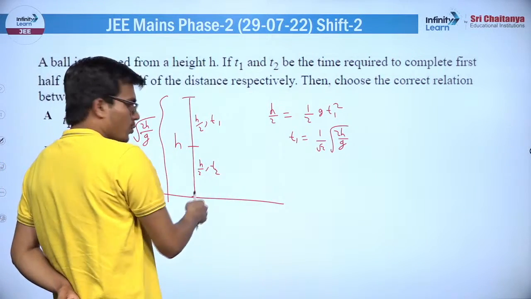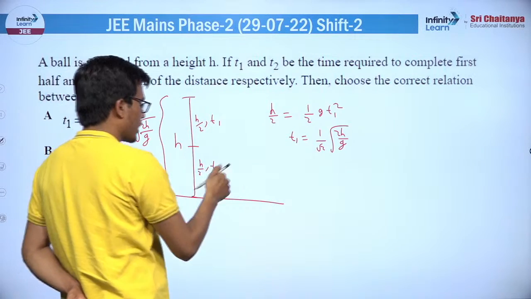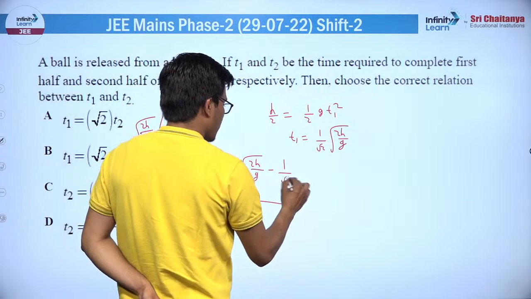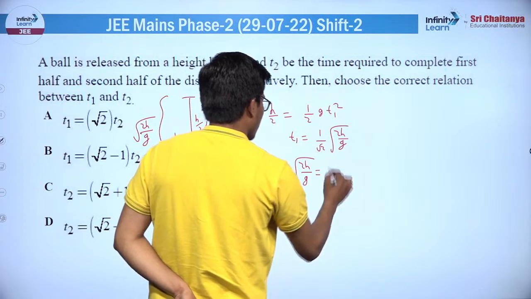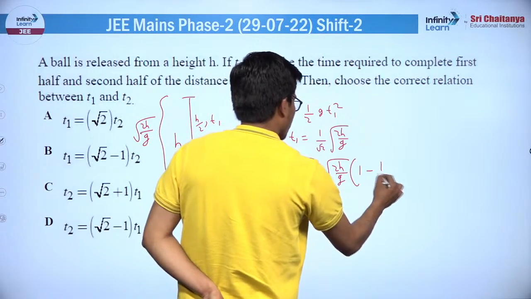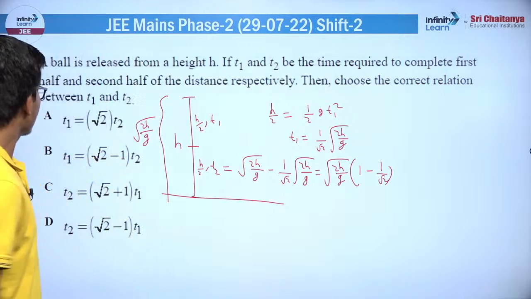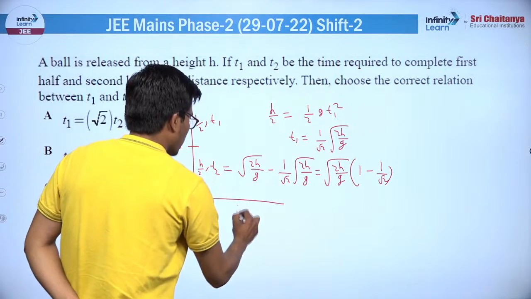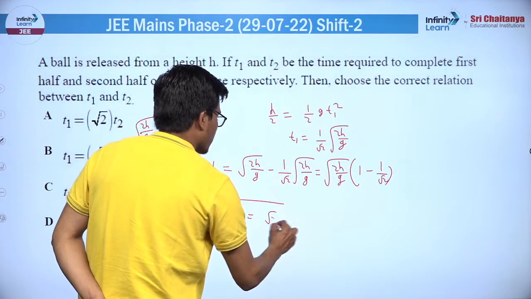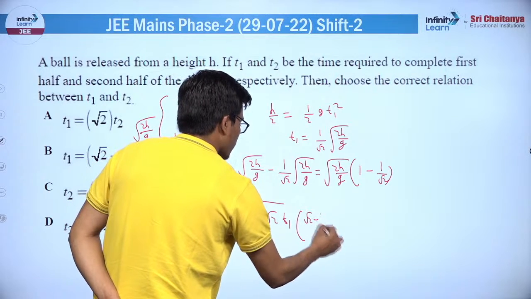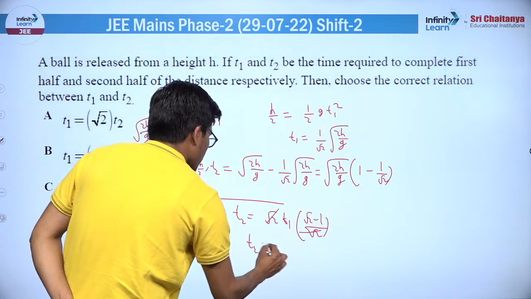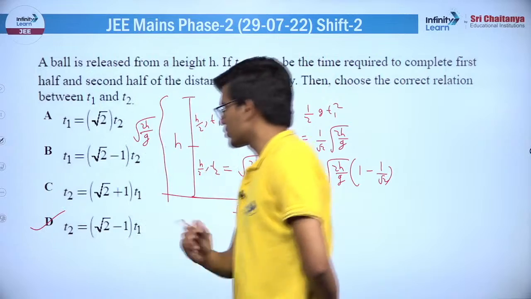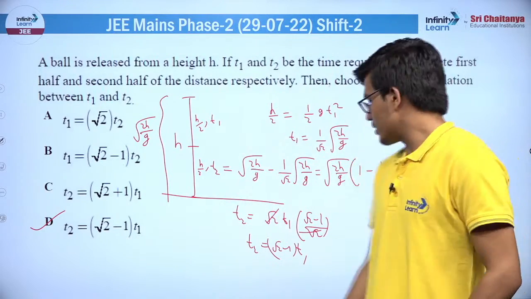And if you know the total time and you know this is the half time, so you can calculate this time also, right? It will be the total time minus the time already spent. So it will be root 2h by g times 1 minus 1 by root 2, right? So what I have to do is find the relation between them. This was T1 and this is T2. So root 2h by g, you can write as root 2 T1, root 2 minus 1 upon root 2. So T2 is equal to root 2 minus 1 times T1, that is given in the fourth option.